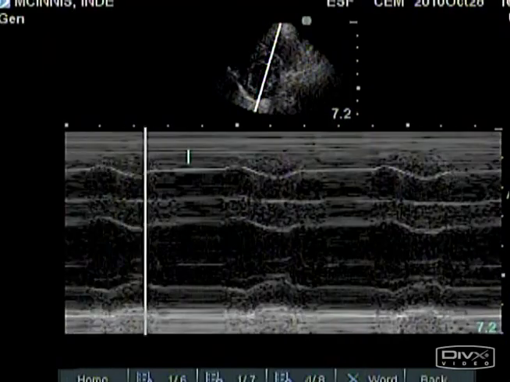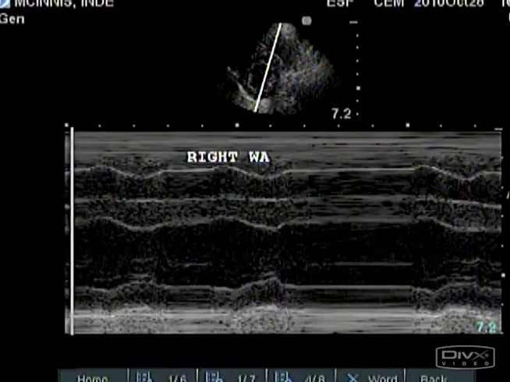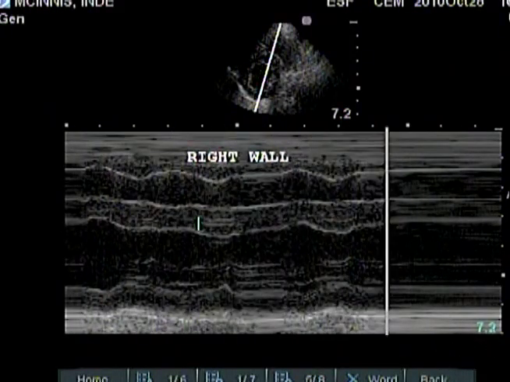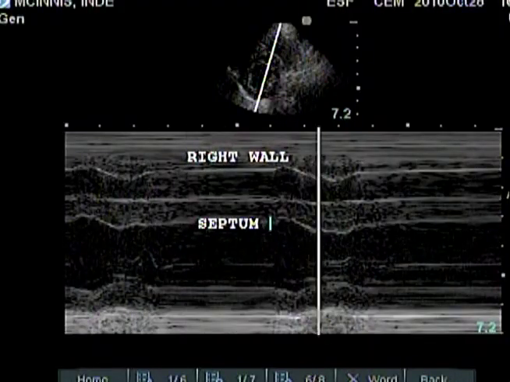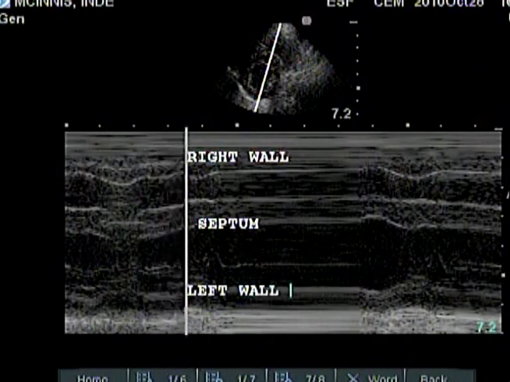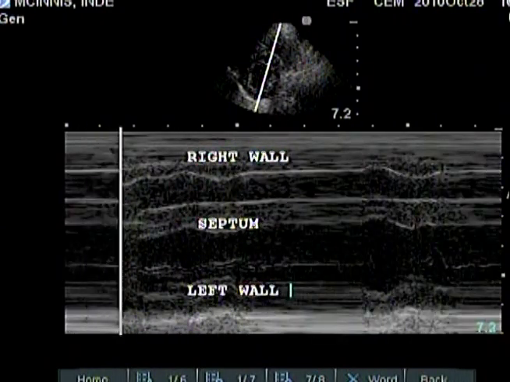The right ventricular free wall is in the near field. The interventricular septum separates the right and left ventricles. The left ventricular free wall is in the far field.